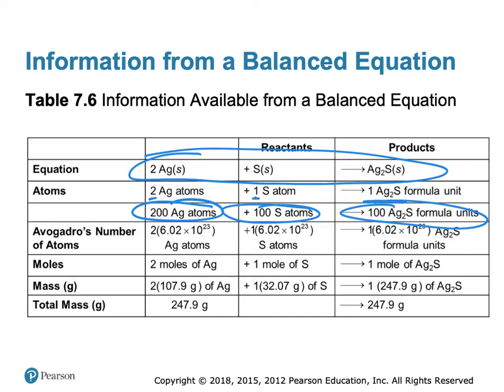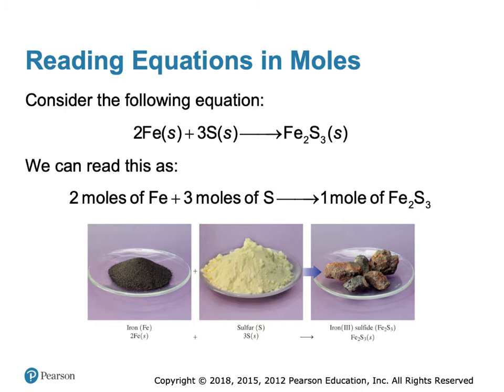All this table is showing you is the different ways that we can interrelate the terms in this chemical equation. All right, so let's look at this chemical equation. We have iron reacting with sulfur to form iron(III) sulfide. The equation is balanced, and this means that 2 moles of iron react with 3 moles of sulfur to give us 1 mole of product, our iron(III) sulfide.